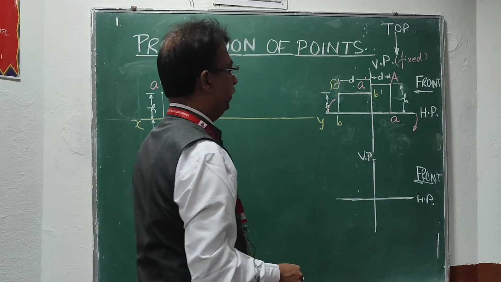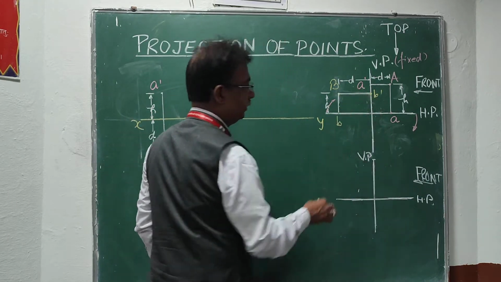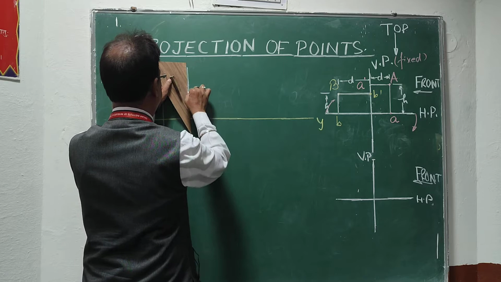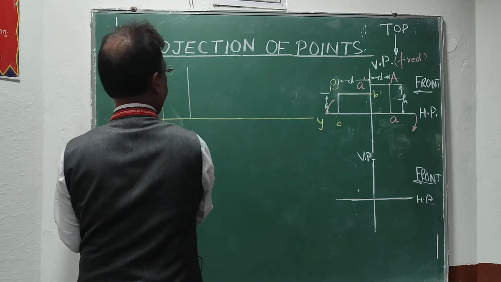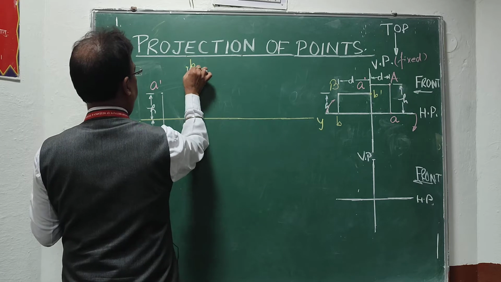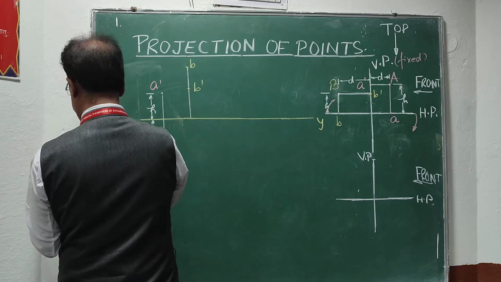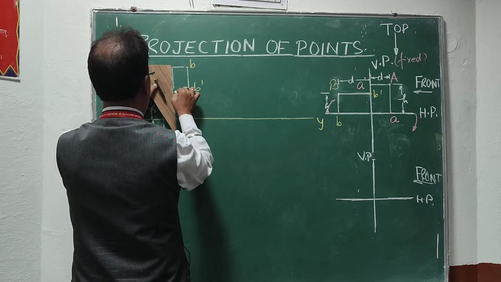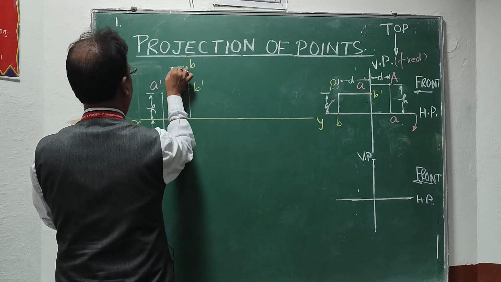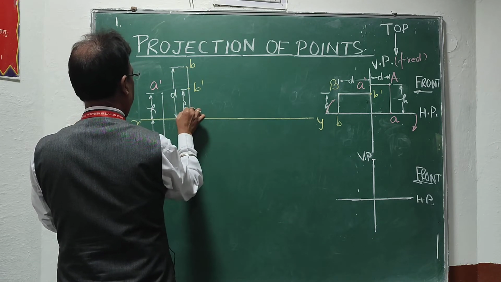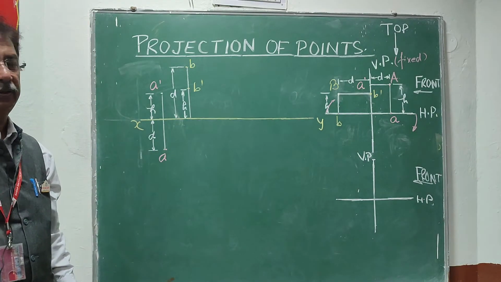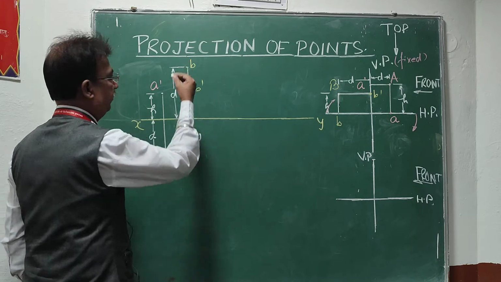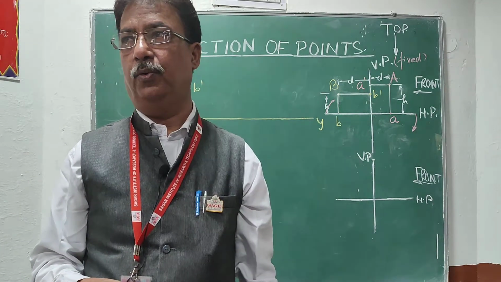This time the rotation will be upside, so b will also go up and b dash is also above the reference line. So the projections will be like this. This is small b and b dash. D and H. Right now at this moment I have taken D greater than H, so b will be above and b dash will be below.